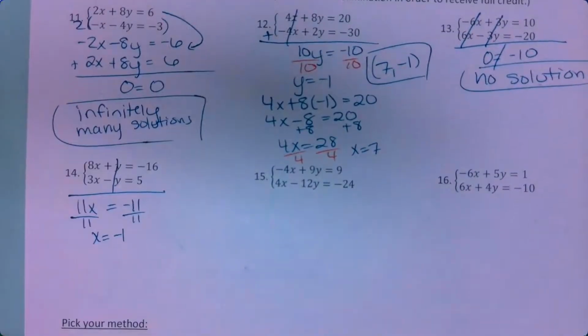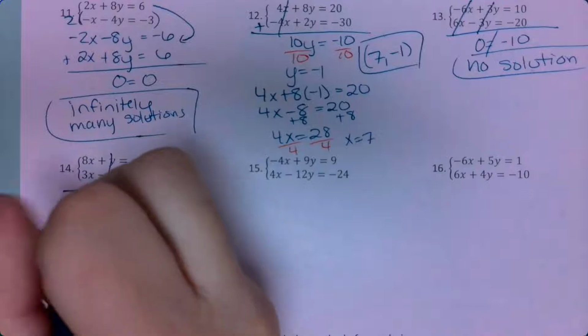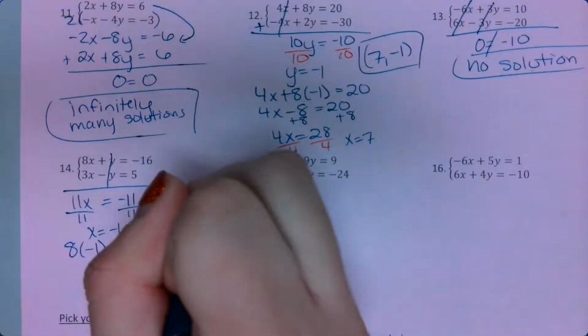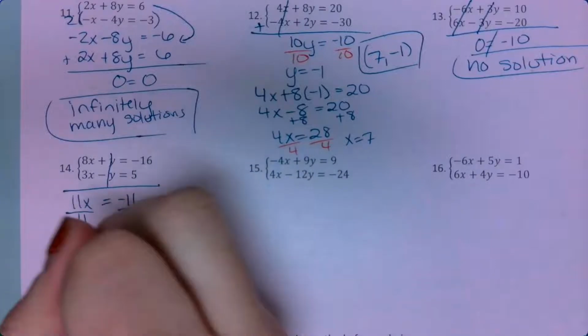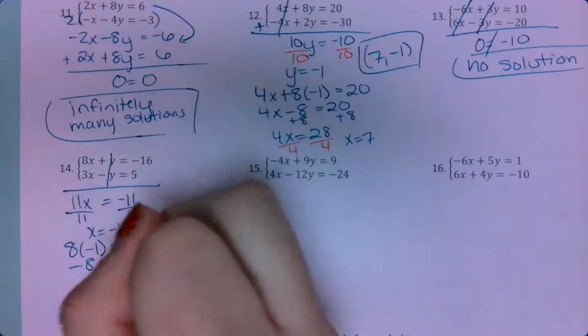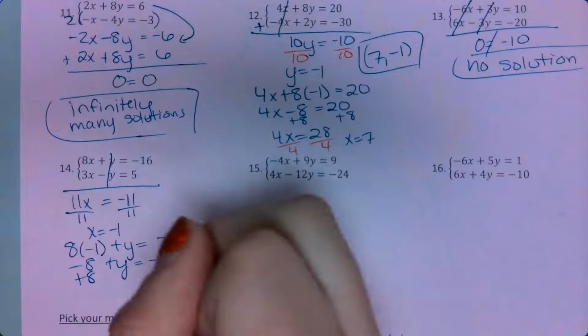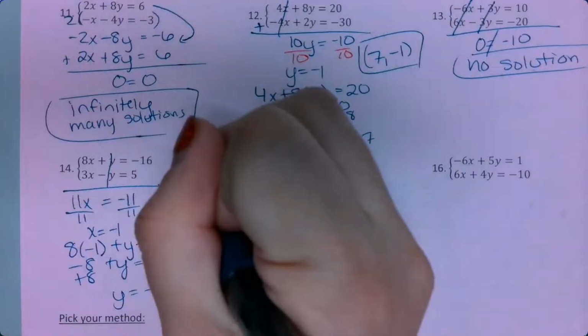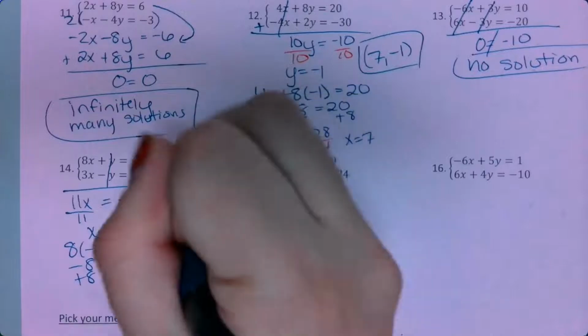Then I'm going to plug in. I'm going to pick my top equation. I have 8 times negative 1 plus y equals negative 16. It's going to give me negative 8 plus y equals negative 16. I'm going to add 8 to both sides. Gives me y equals negative 8. So my answer here is negative 1, negative 8.